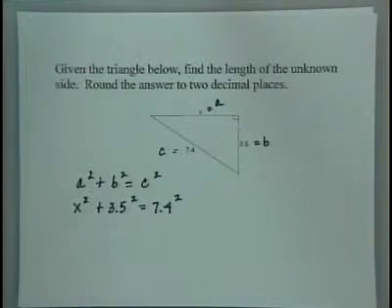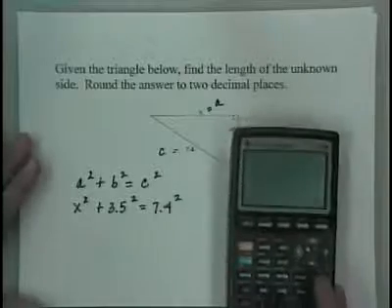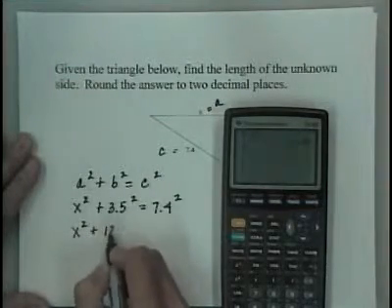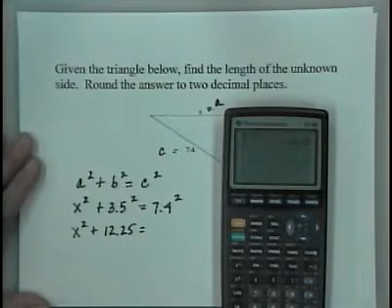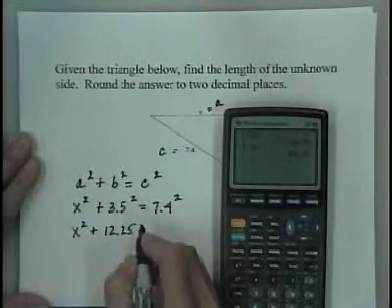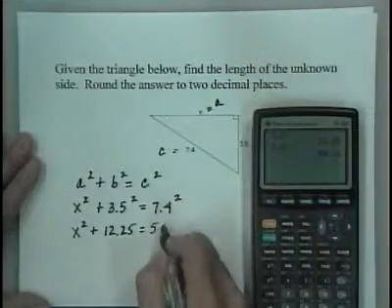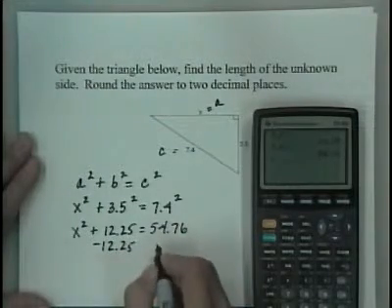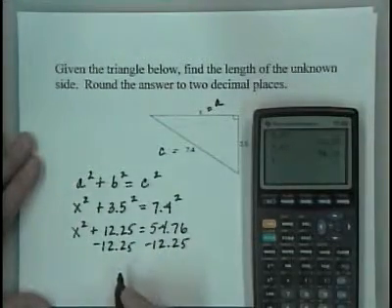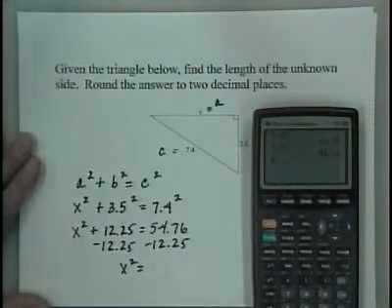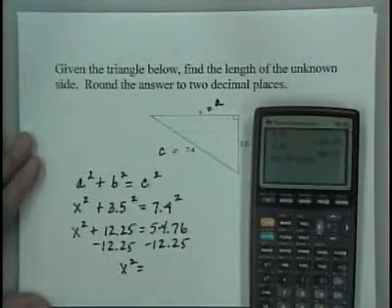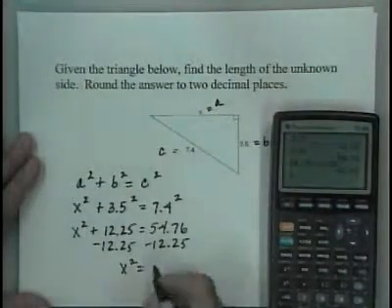Now I'm going to use a calculator to find 3.5 squared and 7.4 squared. 3.5 squared is 12.25, and 7.4 squared is 54.76. To solve for x, I need to subtract 12.25, in which case I'll have x squared alone on the left-hand side. So 54.76 minus 12.25 is 42.51.